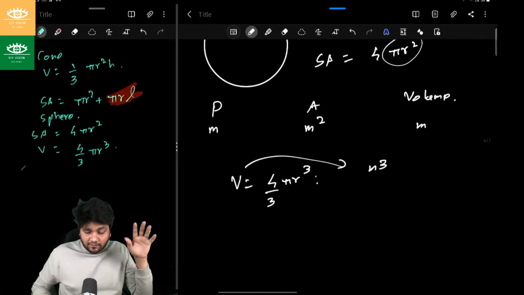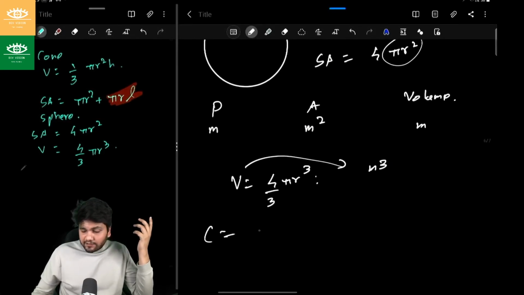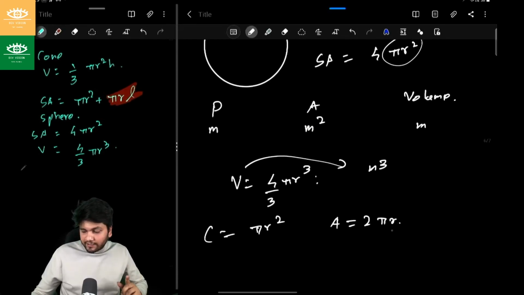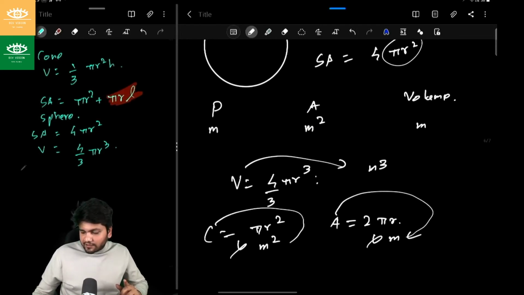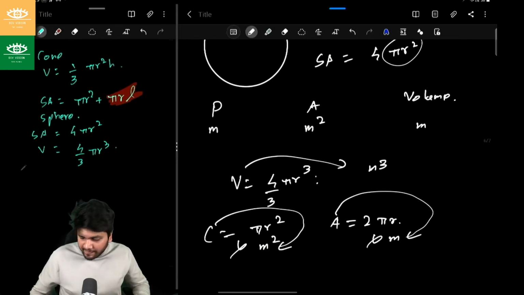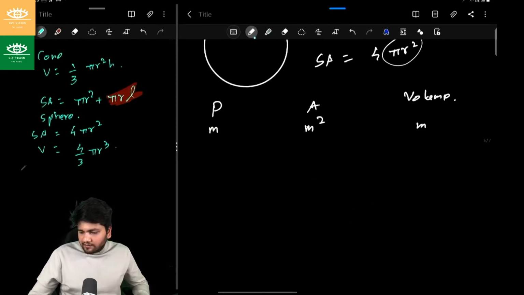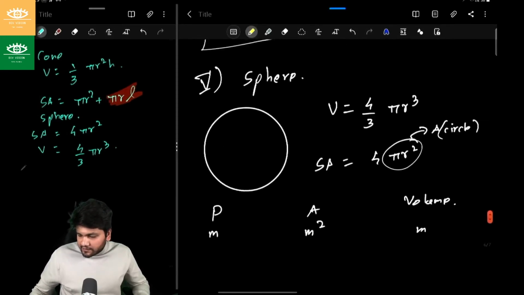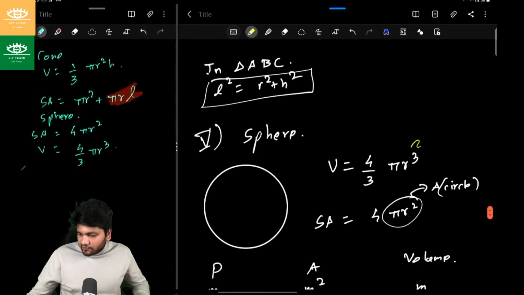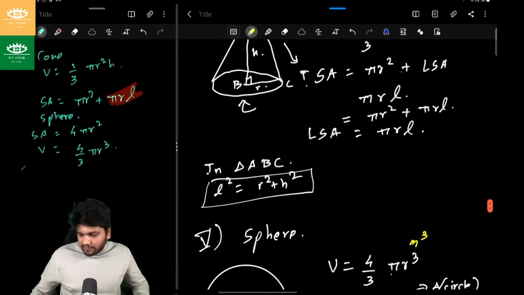Same goes with circle. Sometimes we feel that circumference is pi r square and area is 2 pi r. But we'll just see which units are getting satisfied. Here only one radius is there, so it is in meters, and here it is in meter square. So it's absolutely wrong. Area is not in meters, it is in meter square. Circumference is in meters, but here it is in meter square. So you can verify that for each and every formula whenever you write it. For sphere, it's meter cube because pi is a constant, so sphere will be in meter cube.